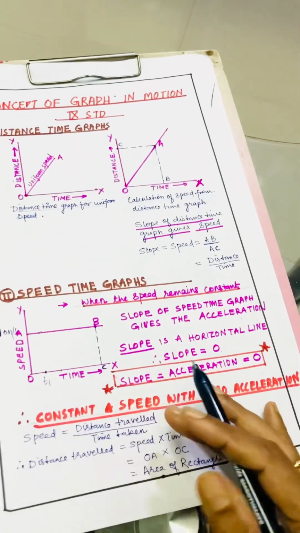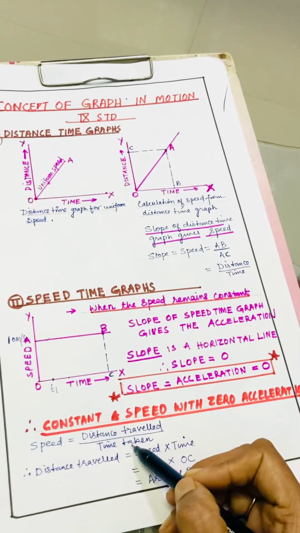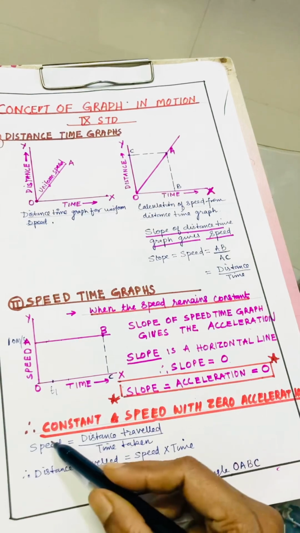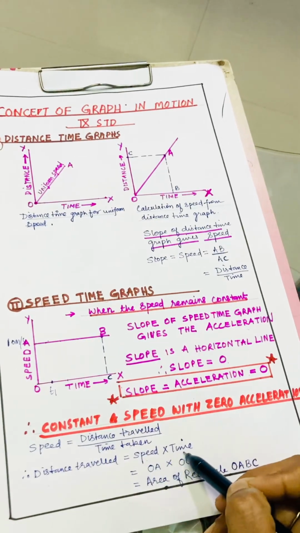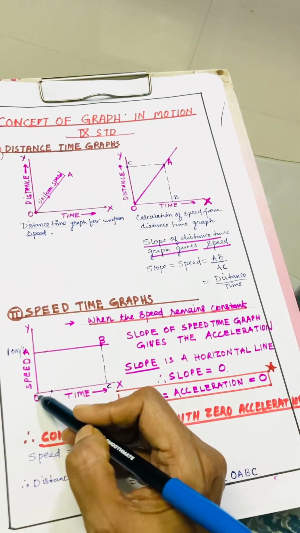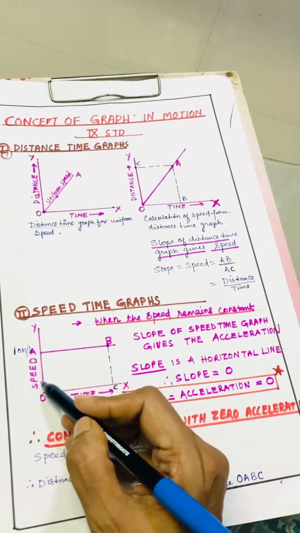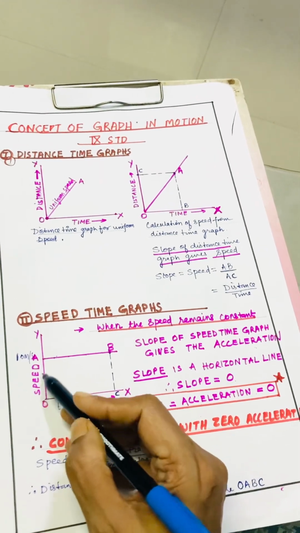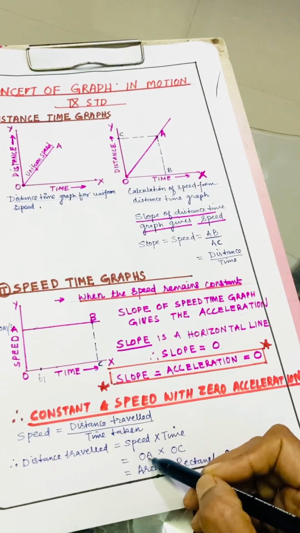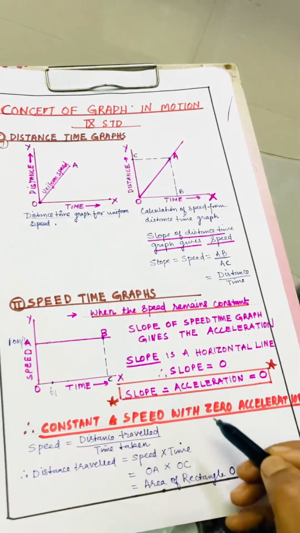Now, speed is equal to distance traveled divided by time taken. So distance traveled is equal to speed into time. Just cross multiply: speed into time. Now the speed is taken as OA, 10 meters per second. So in this graph OA is the speed, and time, this much is the total time taken, OC.